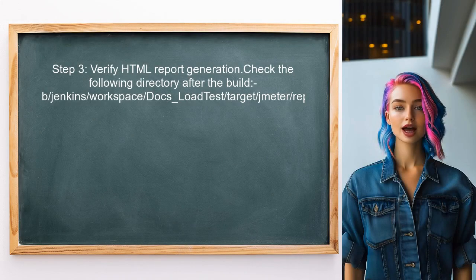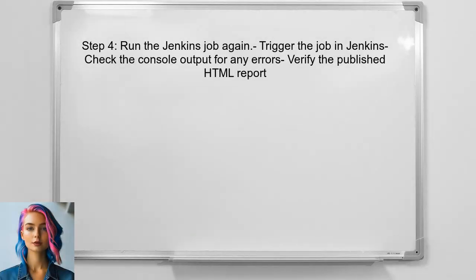Now, the user should verify that the HTML report is being generated successfully before the publish step. They can do this by checking the workspace directory after the build completes. Finally, the user should run the Jenkins job again after making these changes. This will help confirm if the issue has been resolved and the HTML report is published successfully.